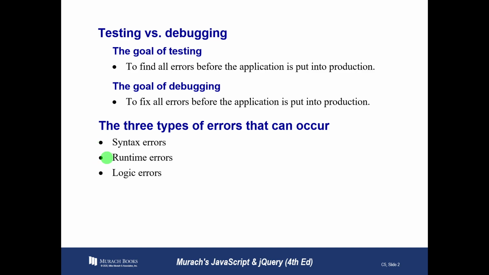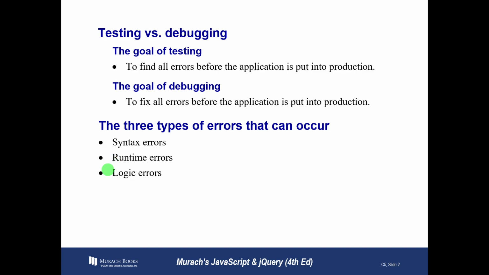Runtime errors occur after a page has been loaded in the browser and the application actually starts running. That's when something unexpected happens. It's not necessarily in how we typed a certain piece of JavaScript. It's not the syntax, but it's something like an exception that makes the execution of the application stop because something that wasn't expected has happened.